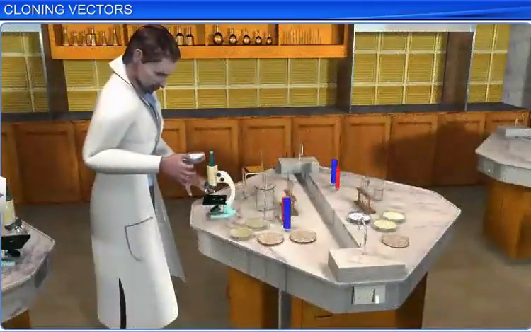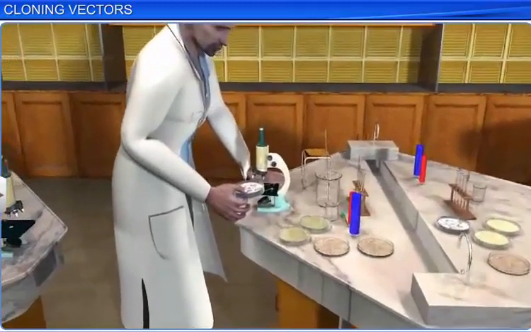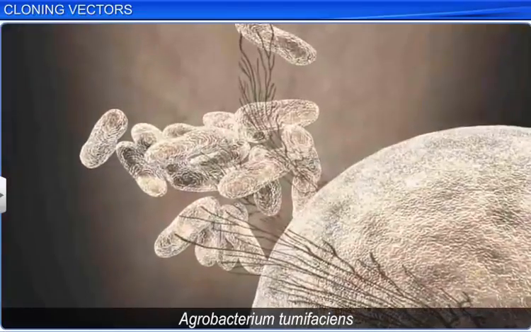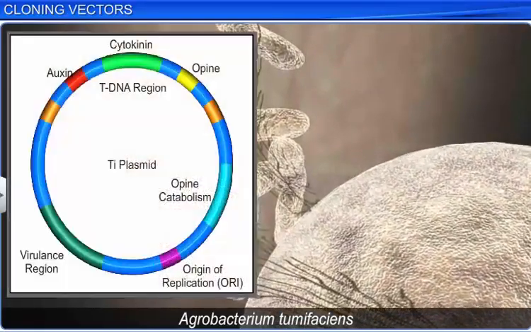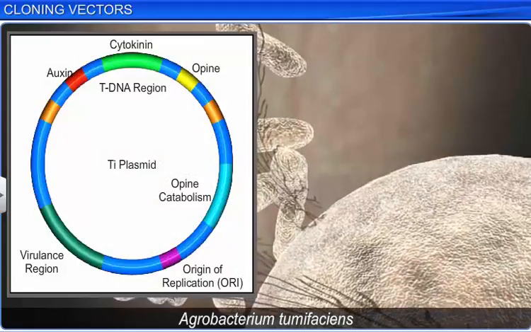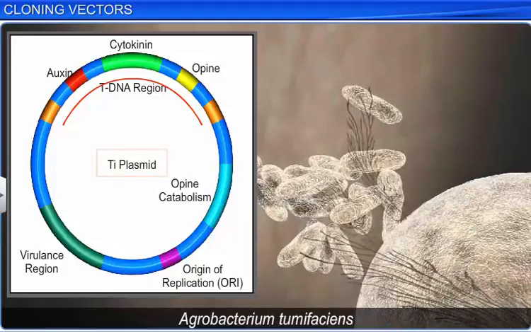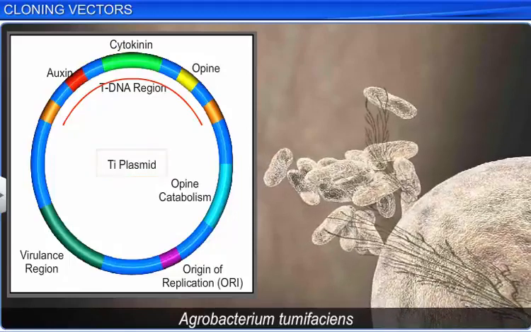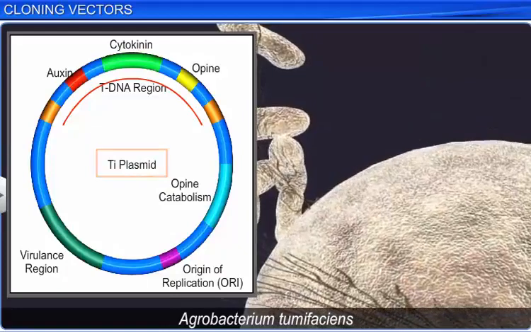By understanding how pathogens deliver genes in their hosts, scientists have been able to transform the pathogen into useful cloning vectors. For instance, the tumor-inducing Agrobacterium tumefaciens has been modified into a cloning vector, the Ti plasmid, which is not pathogenic to plants. In fact, the Ti plasmid vector uses the same mechanism to deliver other genes of interest in plants.